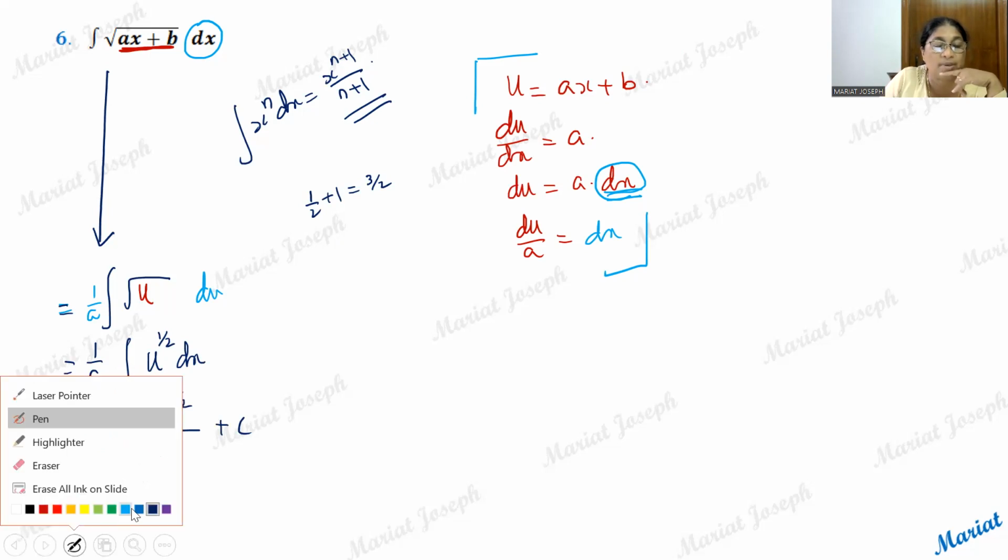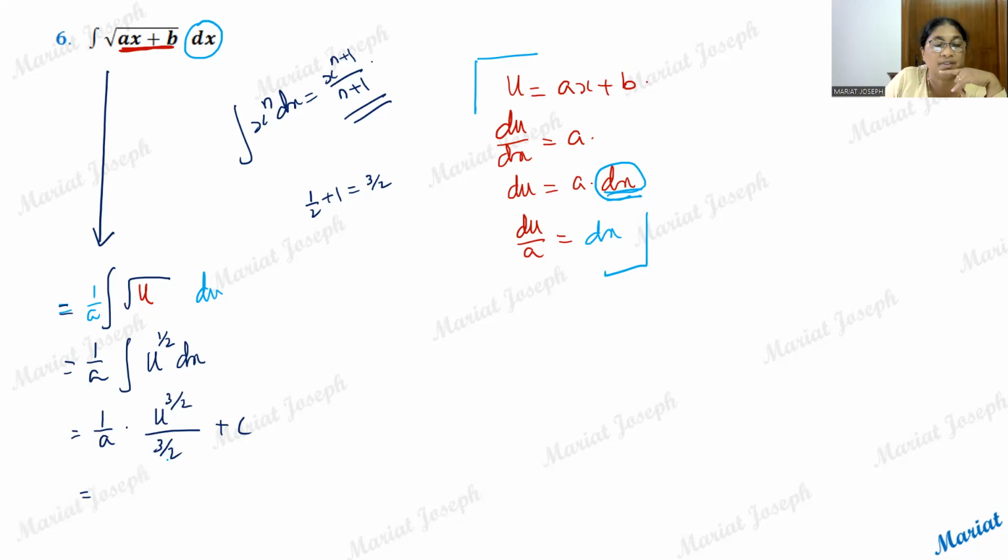Now, lastly, how to rewrite it? Can we take 3 by 2 in the denominator as 2 by 3? Yes, ma'am. So 2 by 3a and u raised to the power 3 by 2. What is u? U was ax plus b, so the answer is 2 by 3a into ax plus b to the power 3 by 2 plus c. This is the final answer.